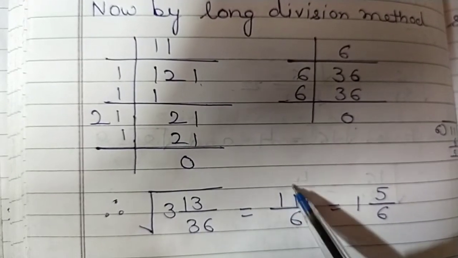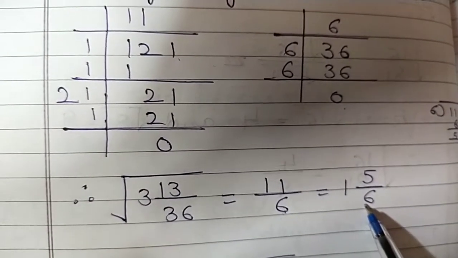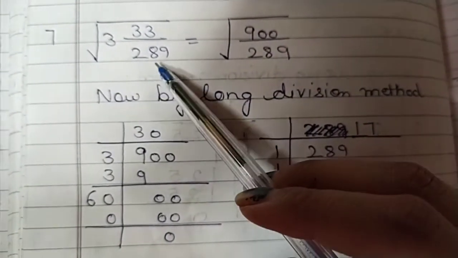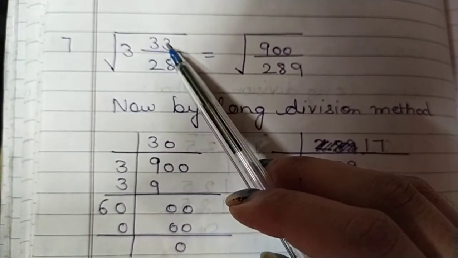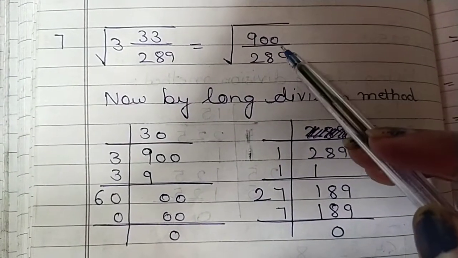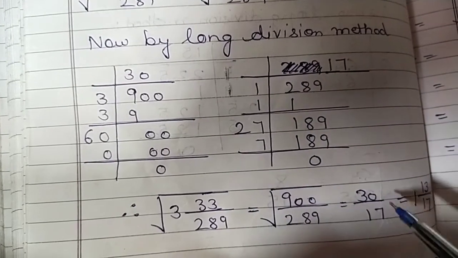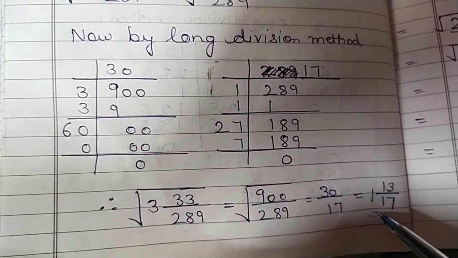Now we can divide 11 by 6 and write the answer as a mixed fraction. Similarly, we have multiplied 289 by 3 and then added 33 to that answer. Our under root becomes 900 upon 289, and after that we find the values, and our answer is 30/17, and we have converted it into a mixed fraction.